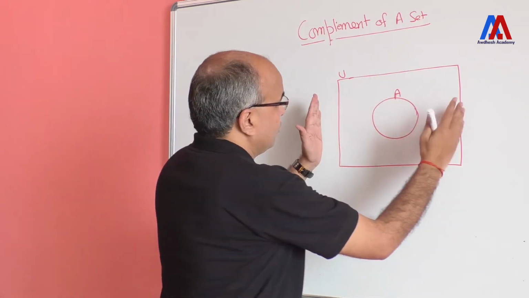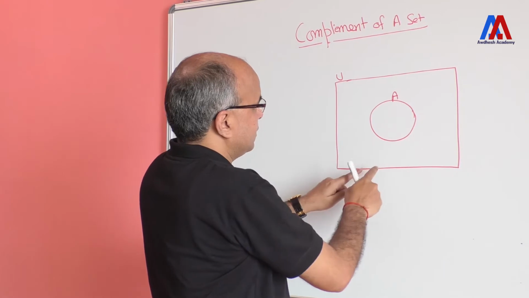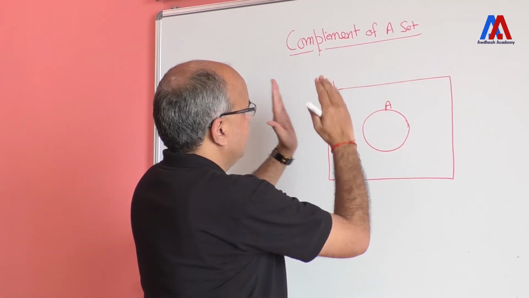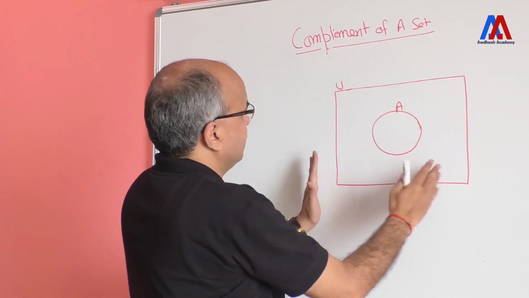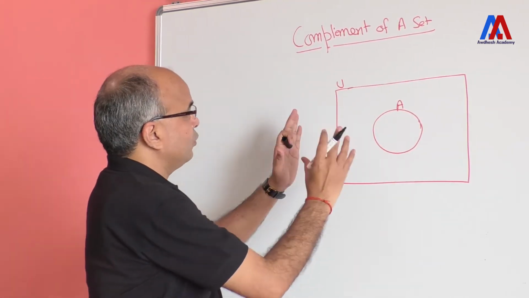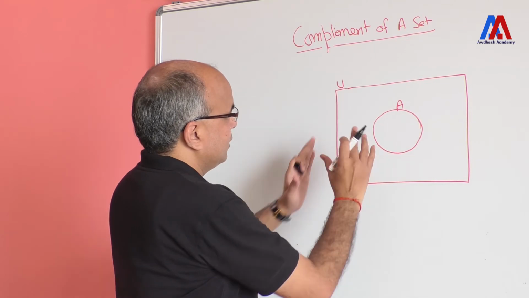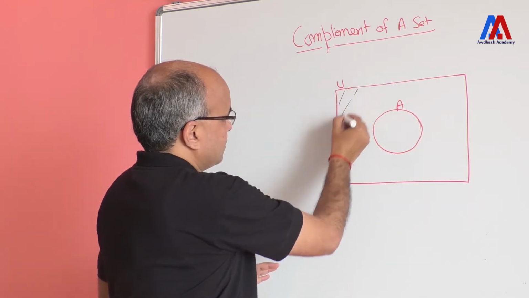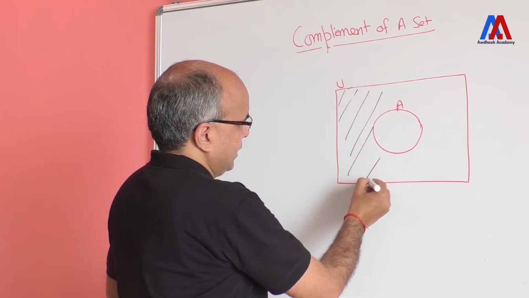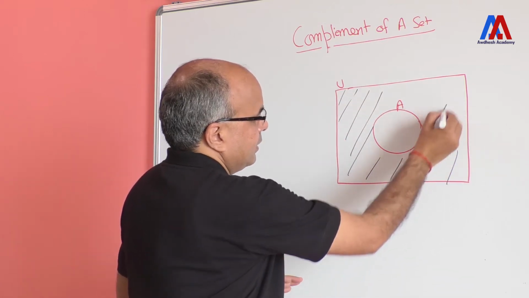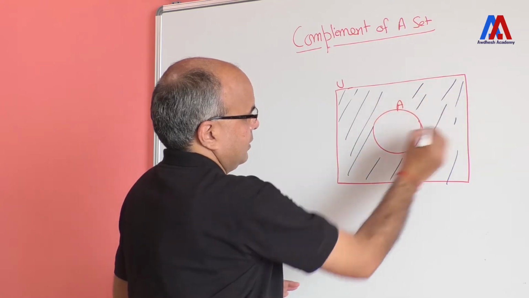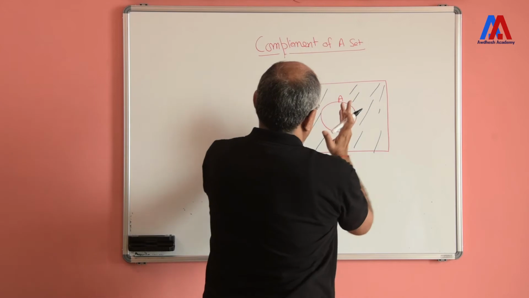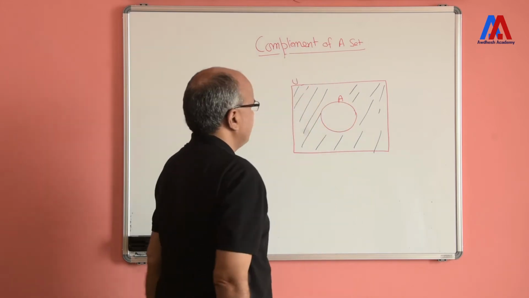We already know what a universal set is and what a set is. This is how we have represented the set and the universal set in the Venn diagram. The complement of a set means all the area which is outside this particular set in the universal set. That means if from the universal set we subtract this particular set, what we get is the complement of this set.